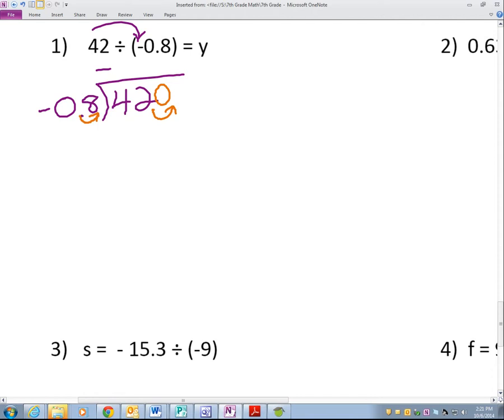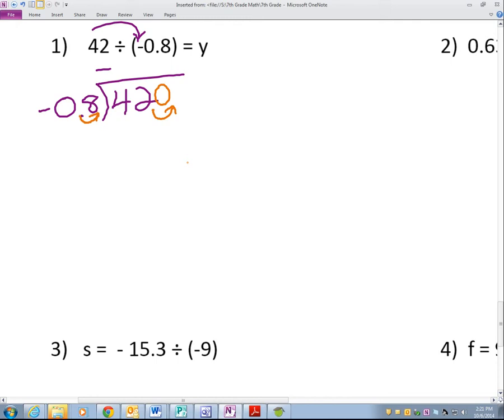Why didn't you move it over 2 times? Because I needed to just make this 0.8 into 8, so it only needed to go 1 spot over. The question was, why didn't I move it over 2? That's been a very common question for today. Yep. I only need to move it over so I have a whole number.